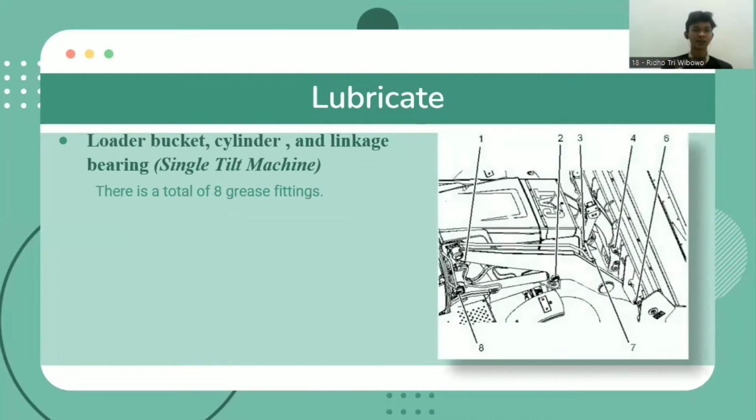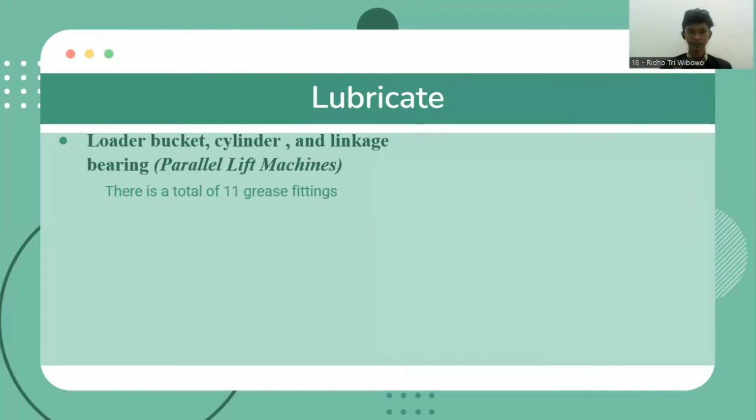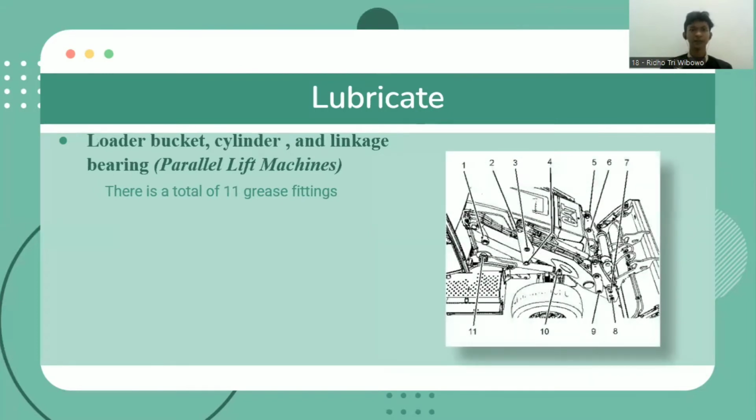Okay, the next component is loader bucket, cylinder, and linkage bearing, or single tilt machine. There is a total of 8 grease fittings. You can see in the picture. After that, we must lubricate the loader bucket, cylinder, and linkage bearing or parallel lift machine. There is a total of 11 grease fittings that you can see in the picture.